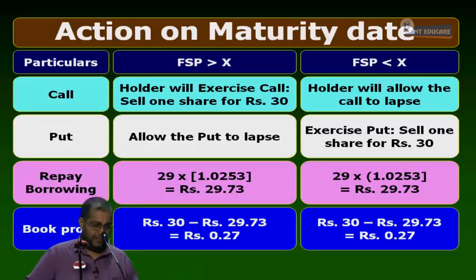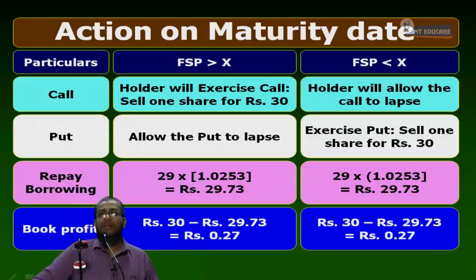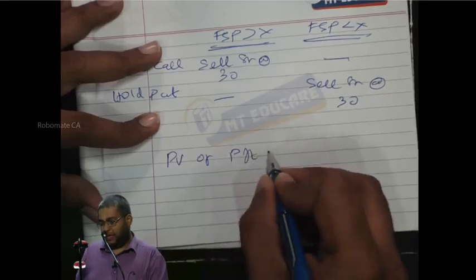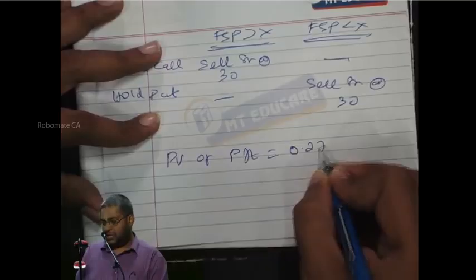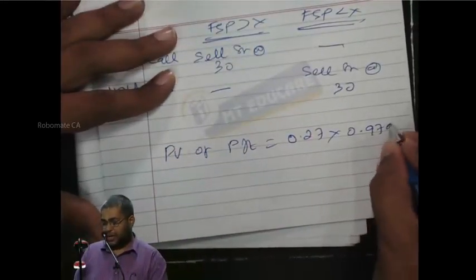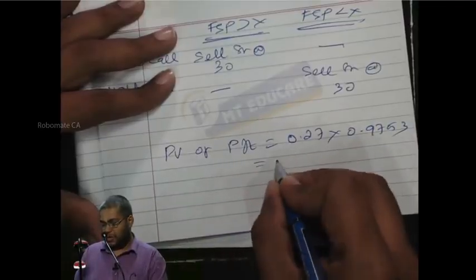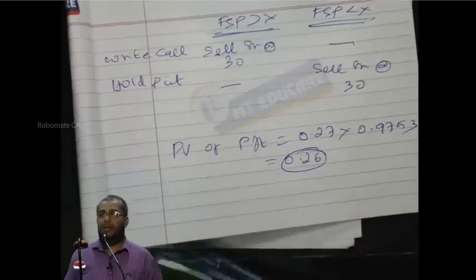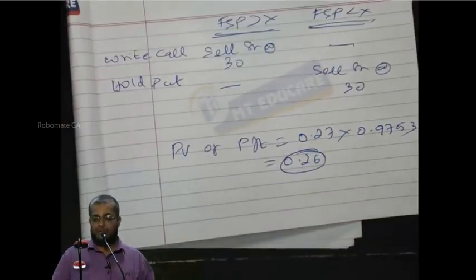Can I check it or not? Write down. Next, check. Present value of the profit is equal to 0.27 into the factor you already calculated. How much is it? 0.9753. So look, what is the number? 0.26. The present value of profit is 0.26.